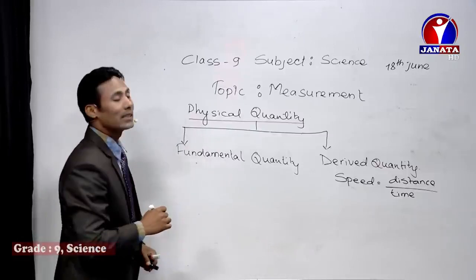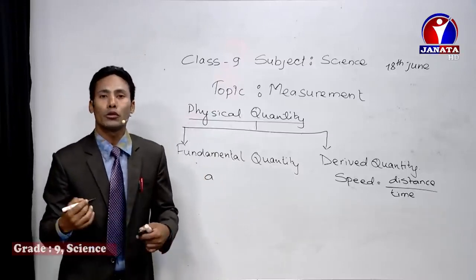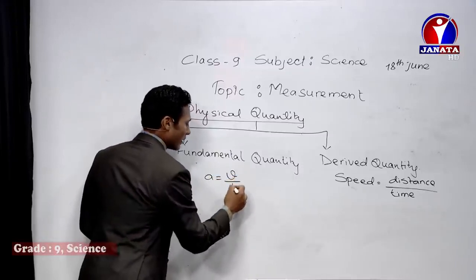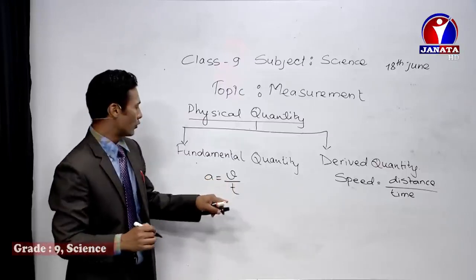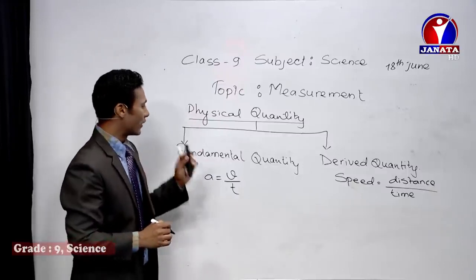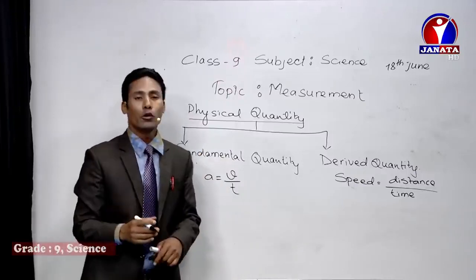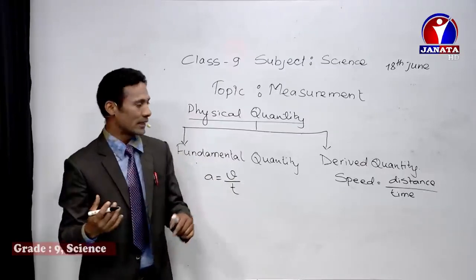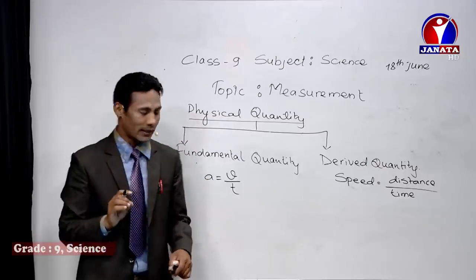Similarly, if I say acceleration, which I can represent by A, this acceleration is also a derived quantity. Why? Because it can be explained in terms of velocity and time. So this is about fundamental and derived quantities. Now, one question for you: why is velocity called a derived quantity? You can answer this from whatever we have discussed previously.